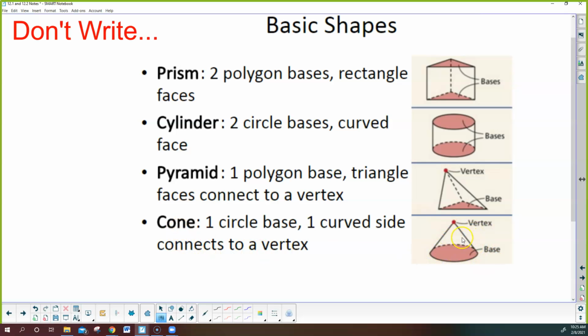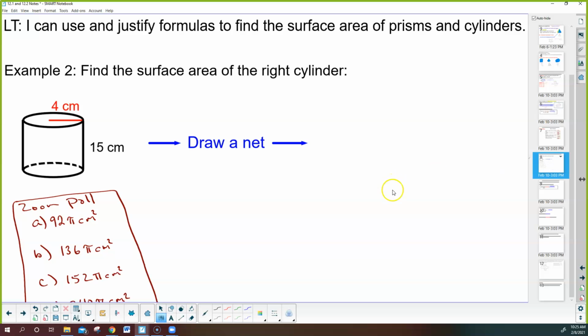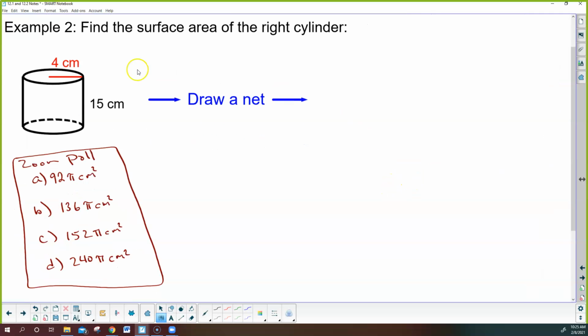Okay? Now a cone is probably the most challenging one to draw the net for, and that's going to come up tomorrow. What I'd like to do is work on this together just to get you in the right frame of mind. I want to find the surface area of a right cylinder. Okay? So I'll give you a second to copy this. I had to handwrite these polls because I didn't have time to program the pi button in. But we'll do a Zoom poll here. And I want to make sure that you understand this at the start.